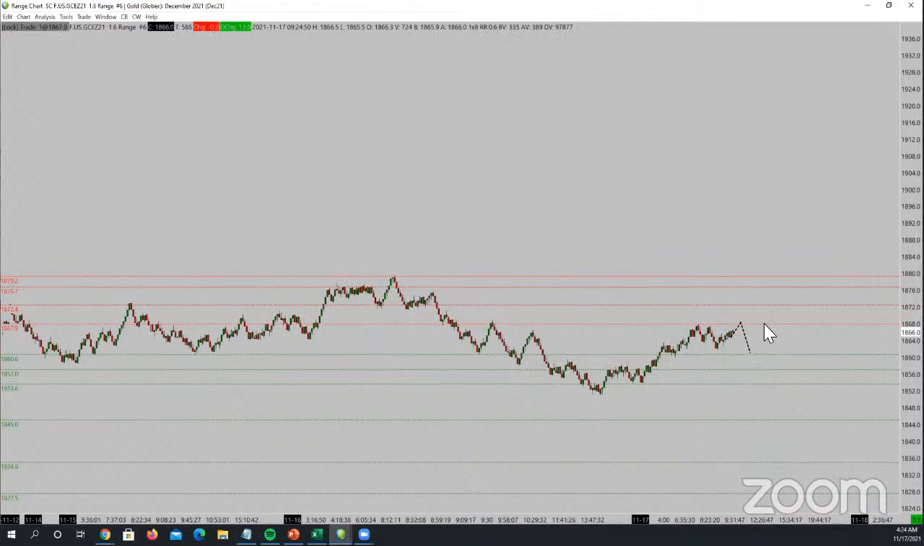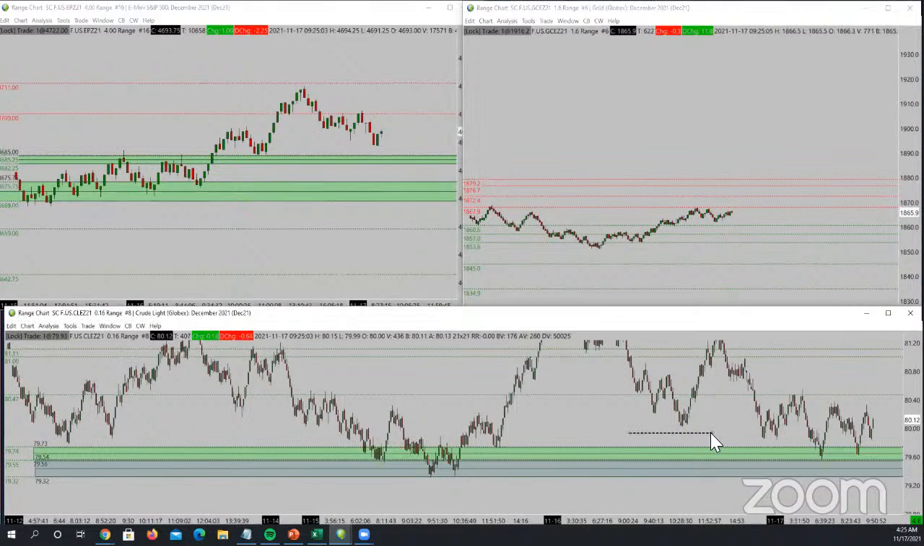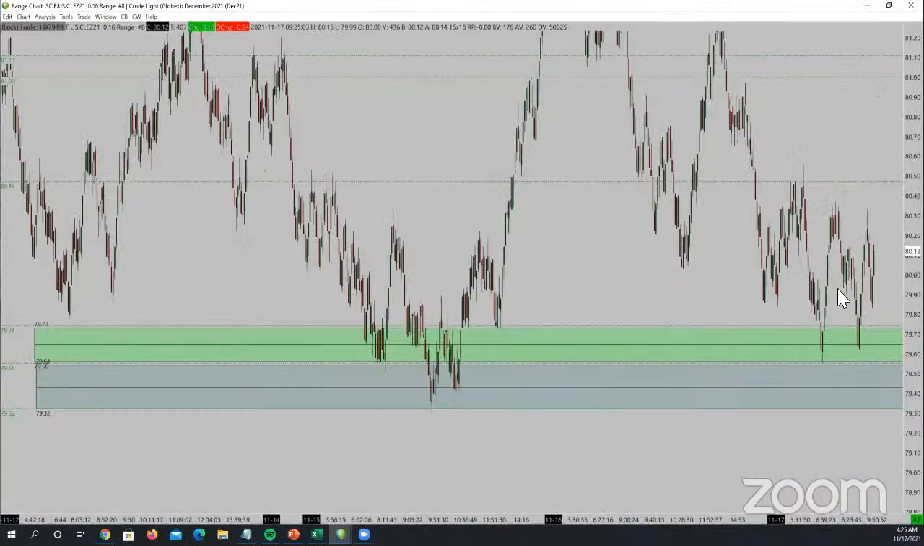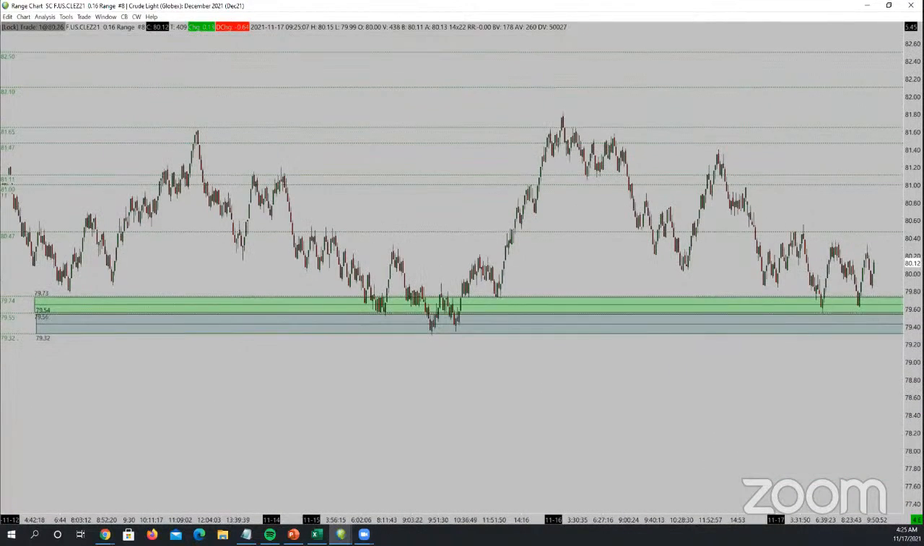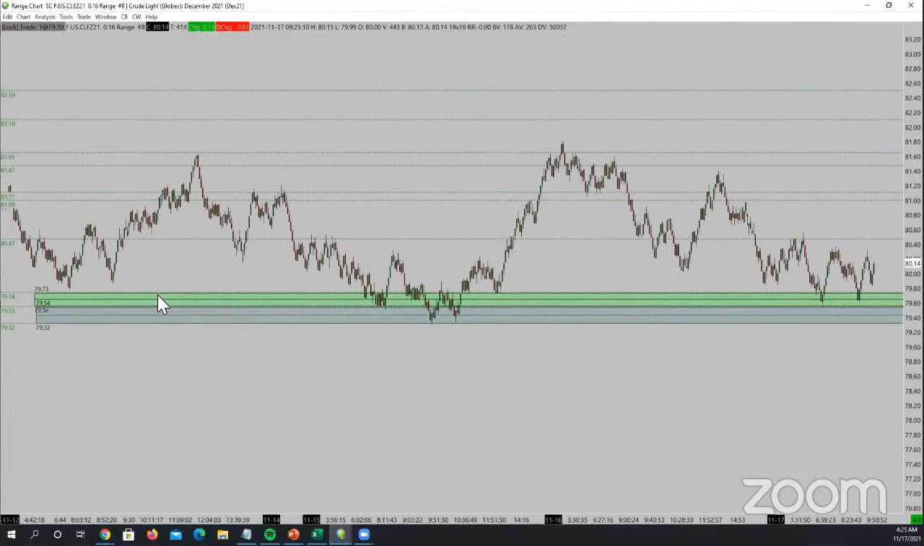Resistance above these 67s is going to be 1872.4 and 1876.7 as the next levels of resistance. So we'll look out for what happens there on gold. Moving over into crude oil. Crude oil, I do want to see if we get down to one of our main supports. We had a main support right in here, 79.74 is the top level, 79.55 to 54 as a lower level.